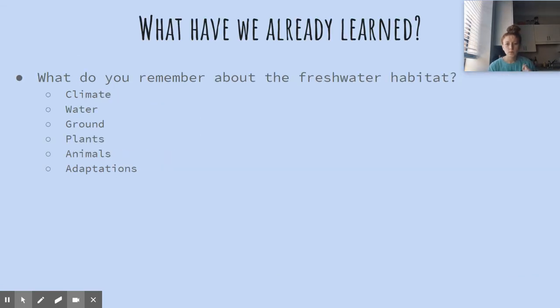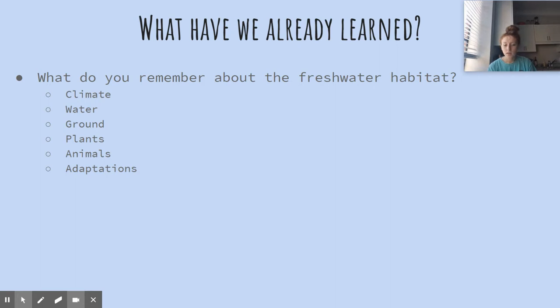All right, what do we remember about the freshwater habitat? What was it like? There were lots of plants and animals there, right? We had water lilies, cattails. What do we have for animals? Fish, frogs, turtles, snakes, insects, porcupine, beavers, all sorts of things, right?